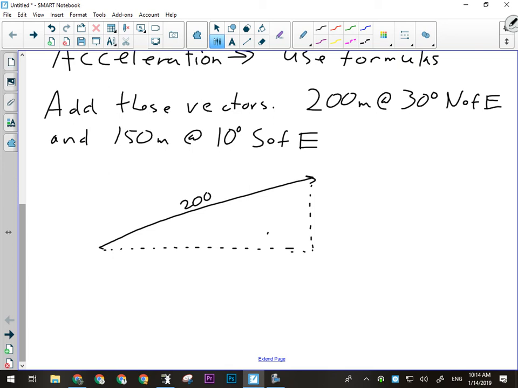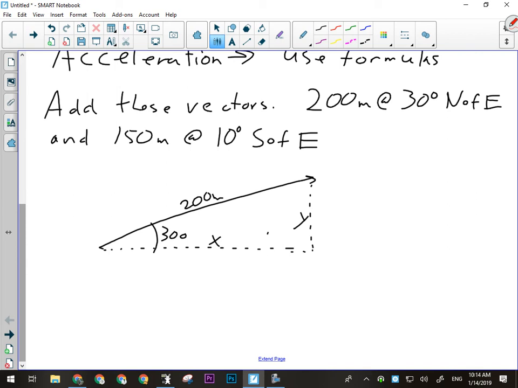This line is 200 meters long. This angle is 30 degrees. This is the X component, and this is the Y component of that vector. Is that ringing a bell? Then I draw the next vector on the head of the first one, unless I'm using the separate triangle method, and then we're drawing them separately, obviously.